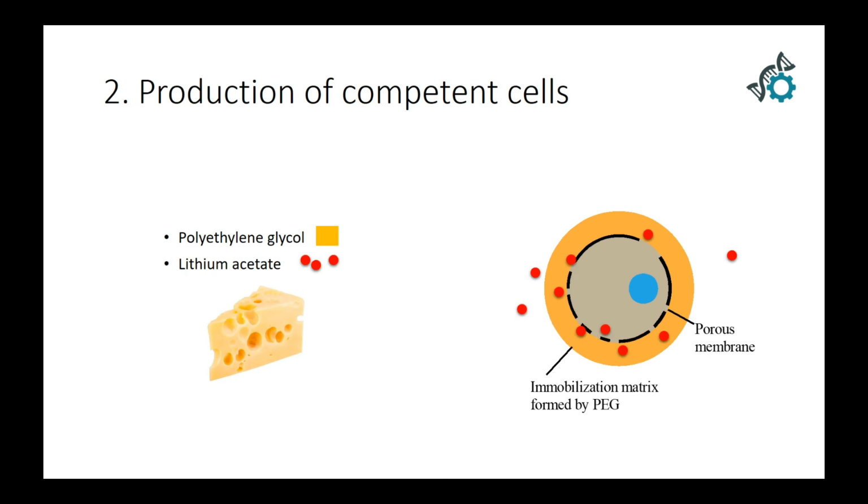The second thing we add are lithium acetate ions, and lithium is very toxic to the cell. It actually interacts with the cell membrane and creates a porous structure in the cell membrane, making transfer between the cytoplasm and the exogenous environment possible. You can now think of the cell as a cheese full of holes.